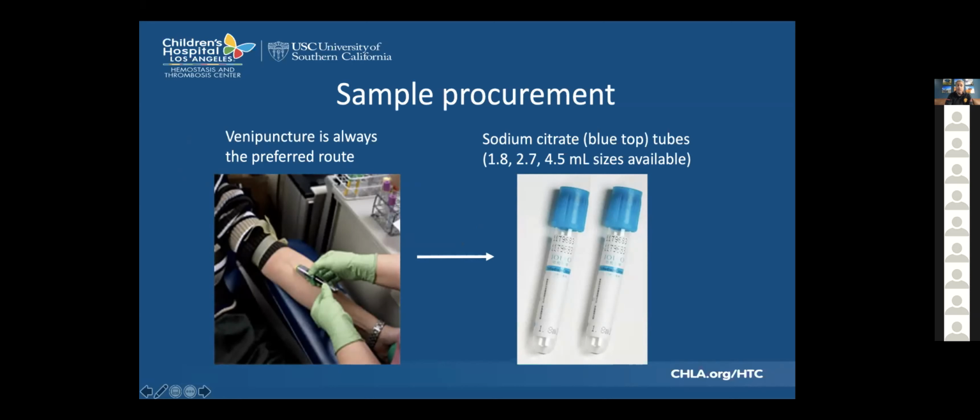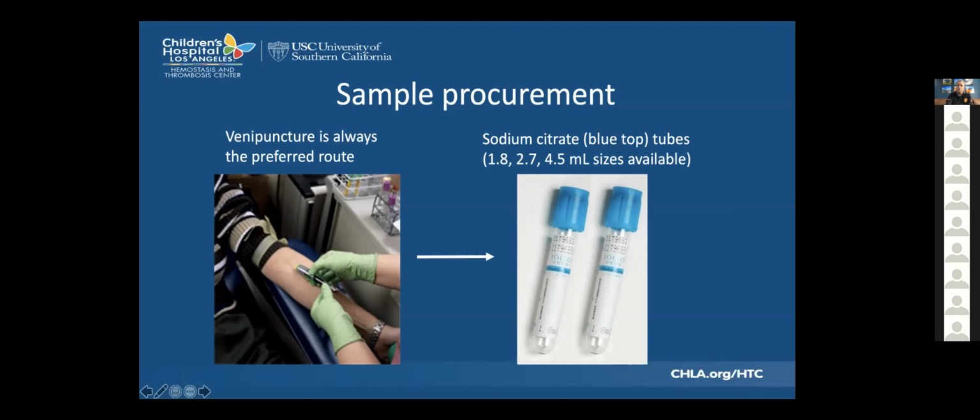For coagulation testing, we use sodium citrate tubes, blue top tubes. Why do we use these tubes? Citrate chelates calcium. Without calcium being available, the coagulation cascade can't proceed, and therefore the blood will stay in its anticoagulated form, if you will, because the clotting system will not start once the blood touches the citrate.